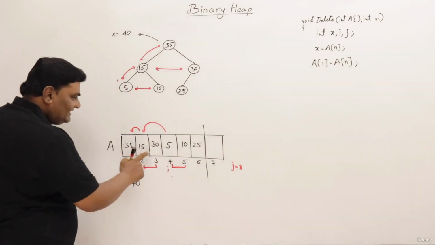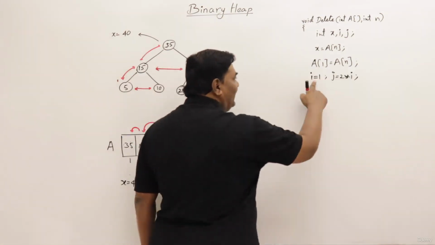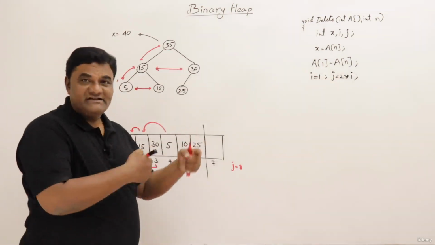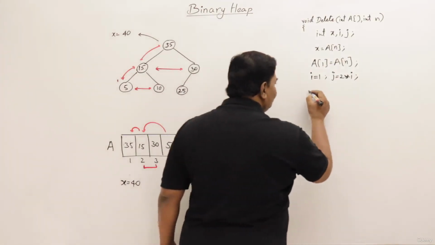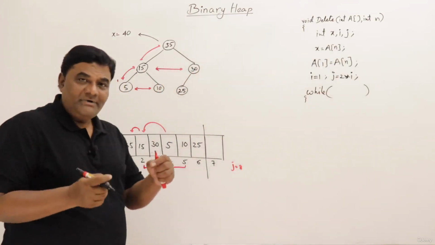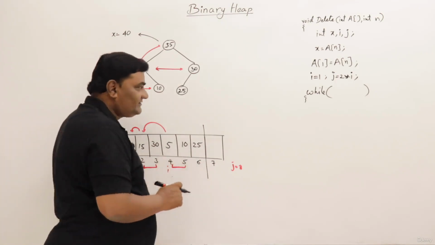Then we need I on the element that we are adjusting and j on its left child. So I is at index 1, j is at its left child. Now the procedure is repeating, so I have to write a loop. I will write a while loop. What I have to do every time? Compare left child and right child. Whichever child is greater, let j point on that child.